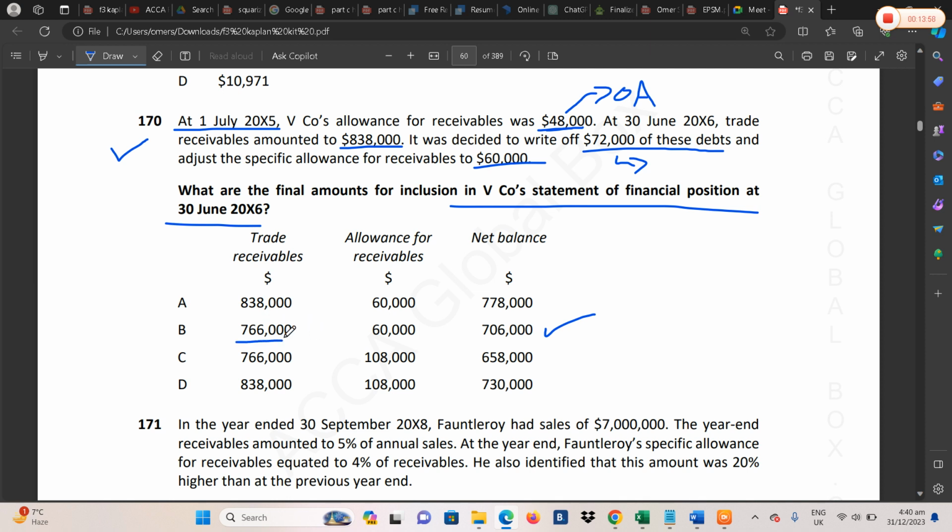766 is the 838,000 minus the bad debts, and then allowance for receivables, closing allowance 60,000, and you get the net receivables 706,000. All right, so this is your final answer. Hope this is clear to all of you.